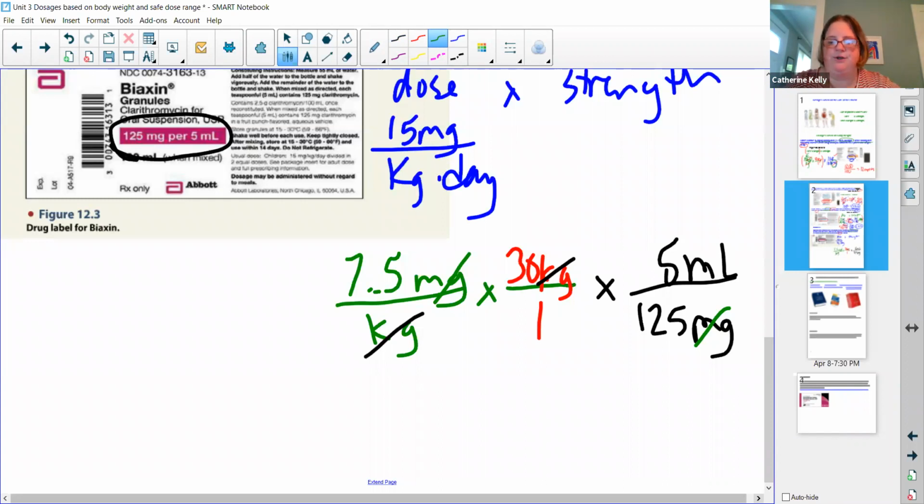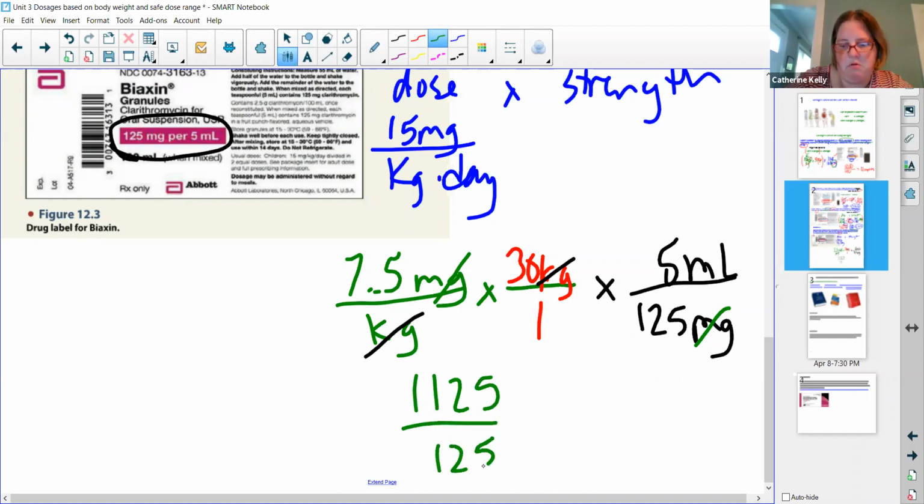So 7.5 times 30 times 5 is 1125 divided by 125. And you get 9.